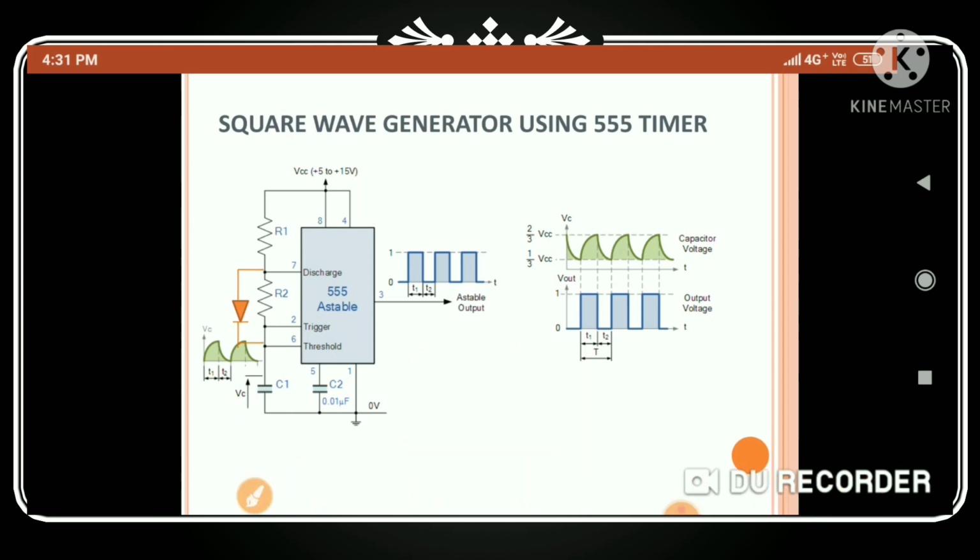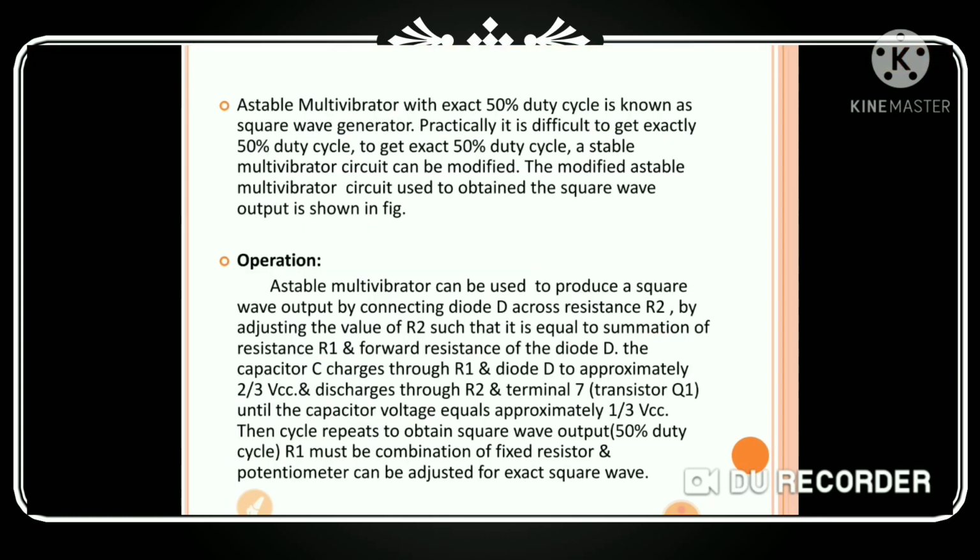Means in the circuit, whatever the duty cycle will complete, it will charge up to 2/3 and discharge up to 1/3. Like that the cycle will go on continuously. Okay, while taking all these values you will get the square wave generator by using the 555 timer. You can see the explanation here.